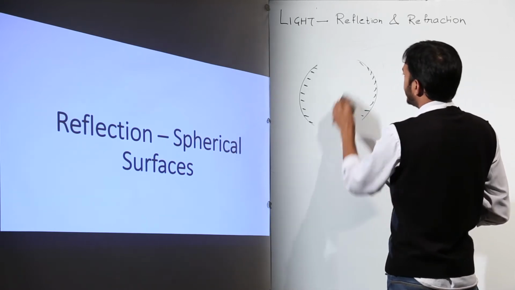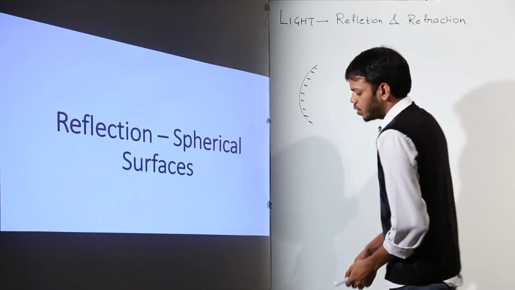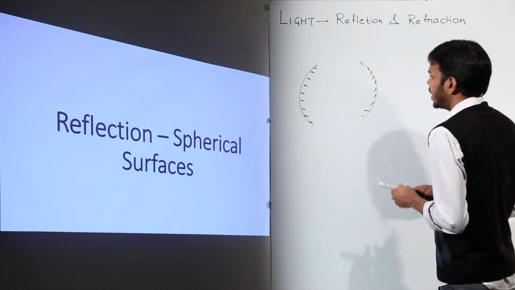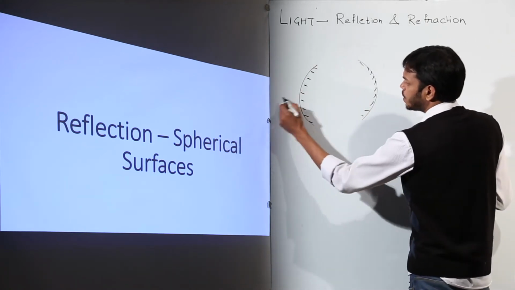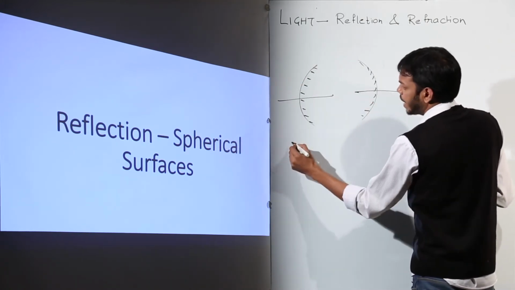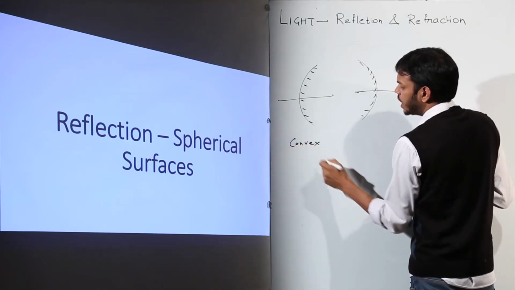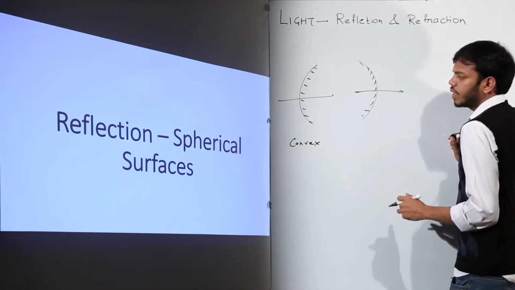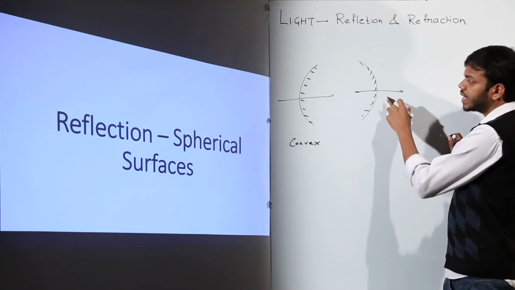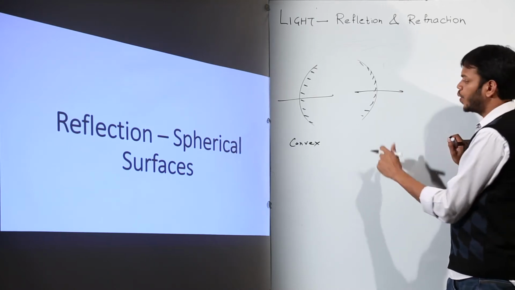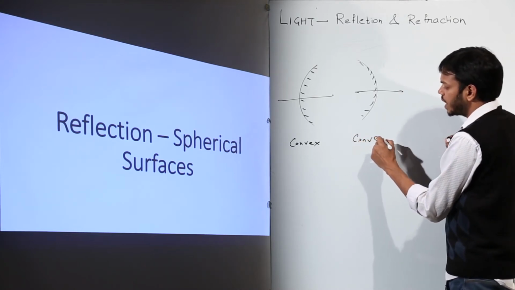So you are left with this surface and this surface. These two surfaces are called spherical mirrors. What is this mirror? This type is called a convex mirror. This type is called what? Is this a concave mirror? No, this is also a convex mirror.